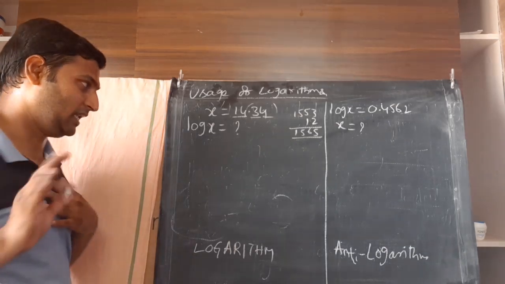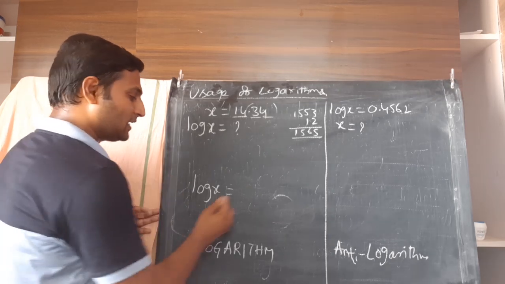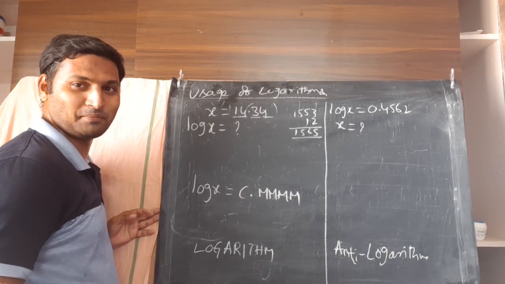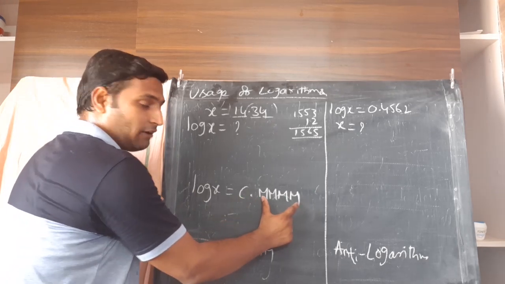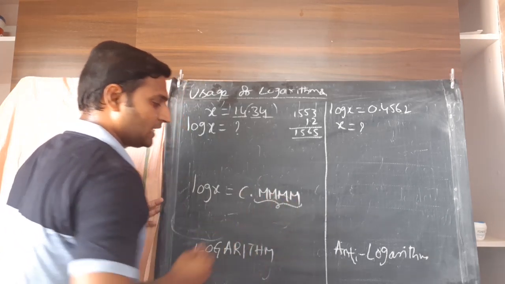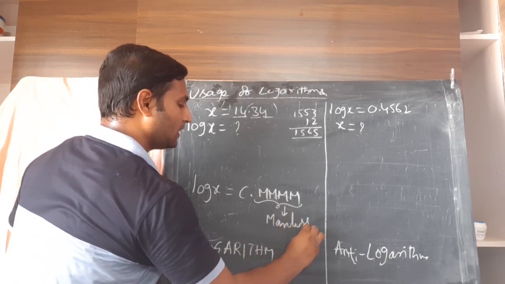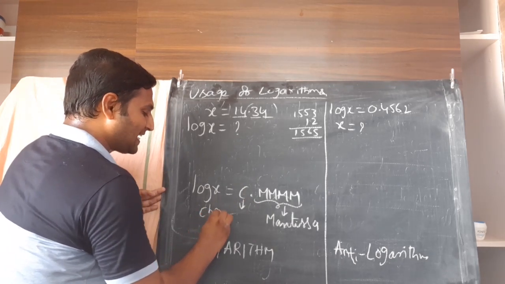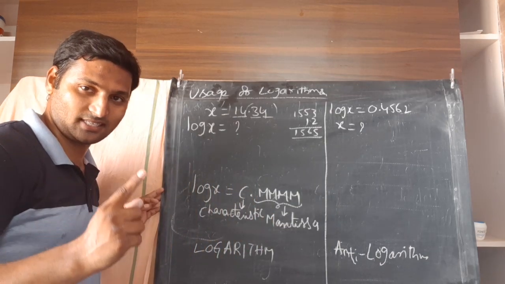Let me explain. Listen. Log of any value appears like this: C plus .MMMM. Log of any value appears with 4 digits after the decimal and any number of digits before the decimal. Now all the digits which appear after the decimal are called the mantissa. The value before the decimal is called the characteristic.